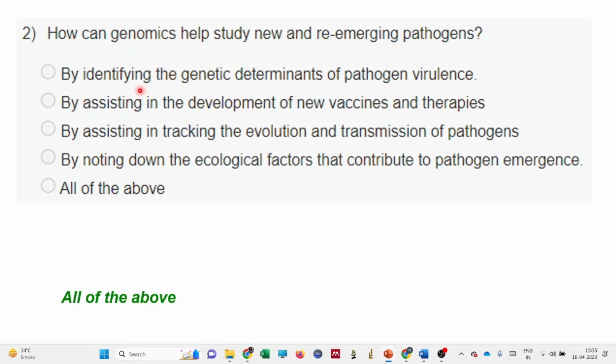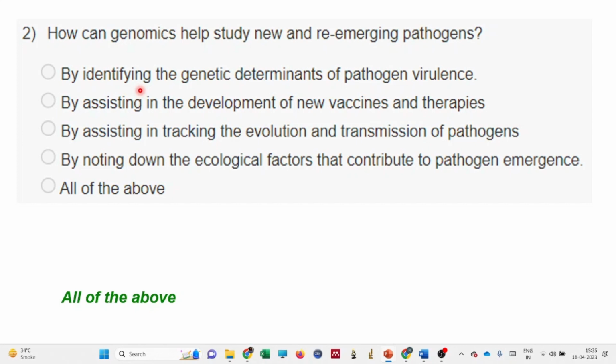By sequencing and comparing the genomes of pathogen strains with different levels of virulence, researchers can identify genetic variations that are associated with virulence. For example, certain virulence genes or gene clusters may be present only in highly virulent strains, but not in less virulent strains. Or certain single nucleotide polymorphisms, which are SNPs, may be enriched in virulent strains.